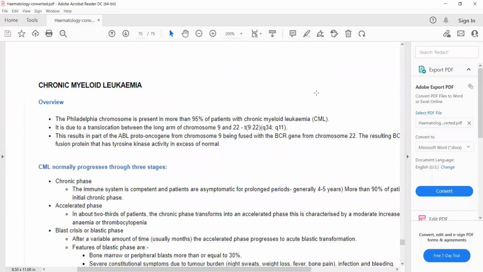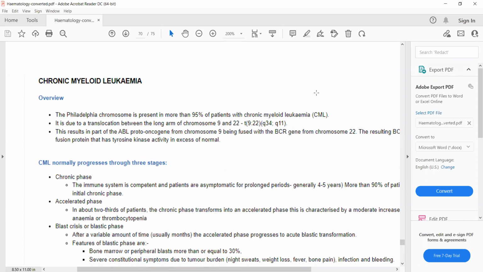So chronic myeloid leukemia. Now, chronic myeloid leukemia is a leukemia of myeloid cells, and myeloid cells include eosinophils. It is important to remember because it will help us in differentiating between CML and CLL. So now let's discuss chronic myeloid leukemia.